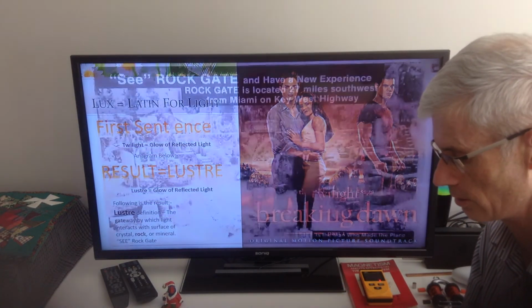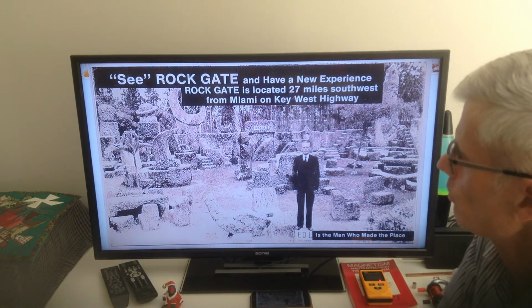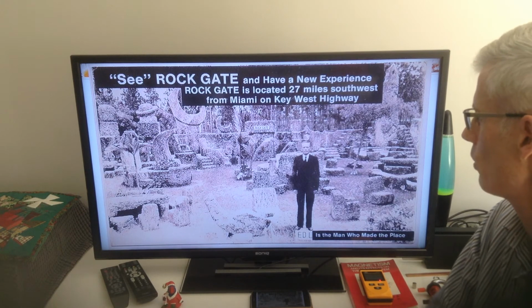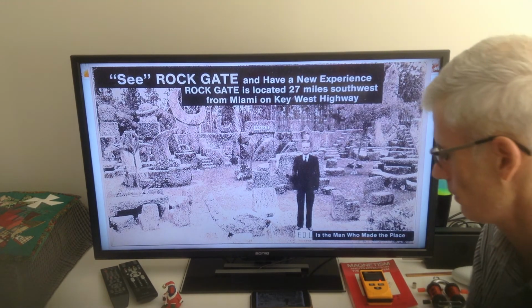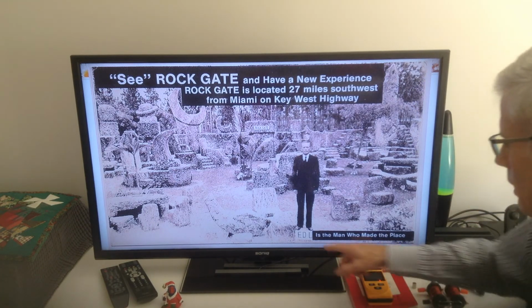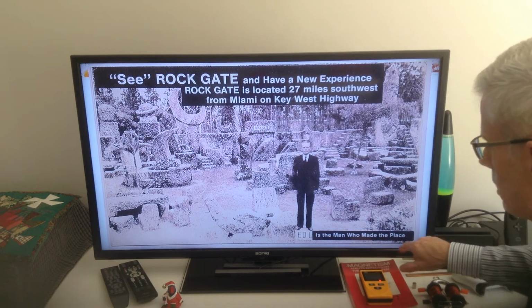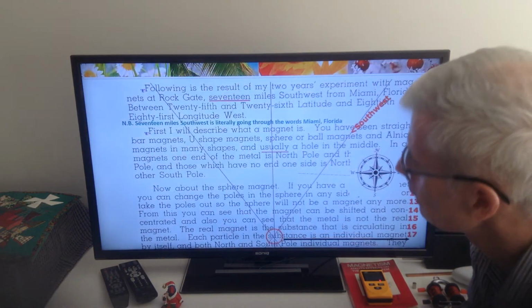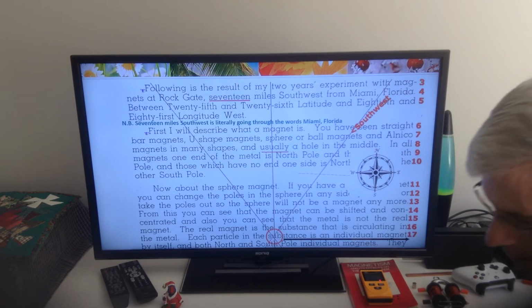This is the postcard on the next PowerPoint slide. See Rock Gate and have a new experience. Rock Gate is located 27 miles southwest of Miami on the Key West Highway. Edward Leedskalnin is the man who made the place. Okay, this is very interesting.